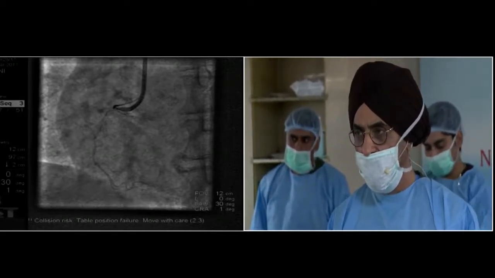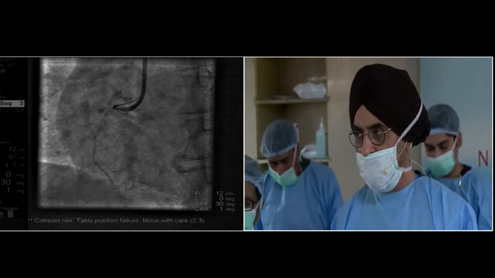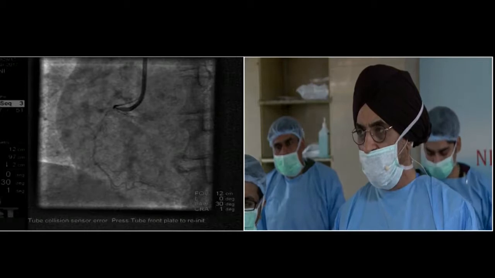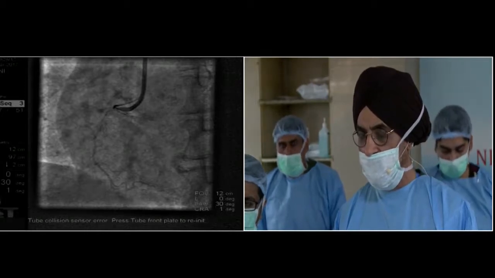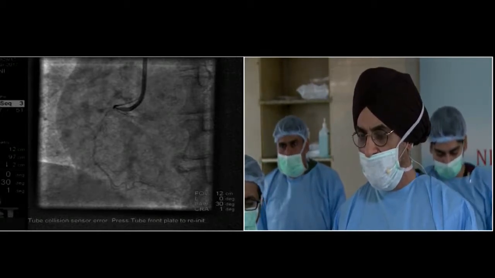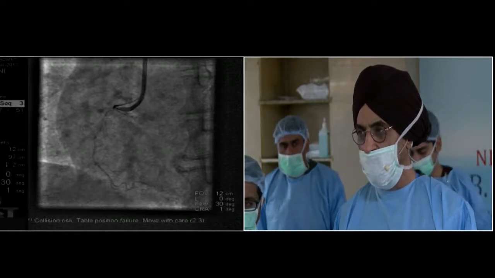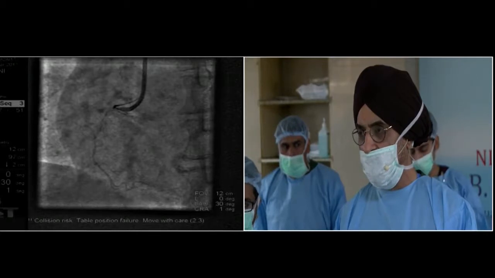But I have a difference of opinion. This right is infarcted and there are some collaterals feeding this artery. So if we can do a good job on LAD, LCX and Ramus, we will get a good long-term result, because even the surgeon is not going to get a great graft on this right coronary artery.